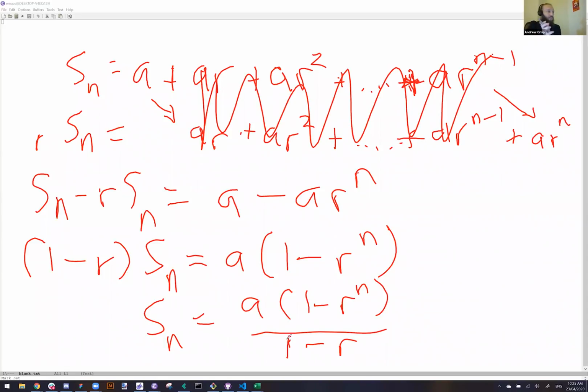Now this is cool because what do we need in order to make a geometric sequence work? We need an initial value, that's our a. We need a ratio, r. And if we're looking for a series, we need the number of terms, n. So if you know each of those things, you can plug it in and find out what the value of that series is at that particular value.